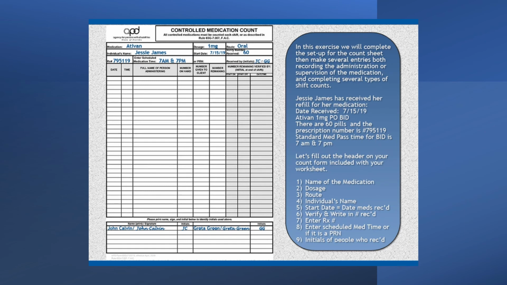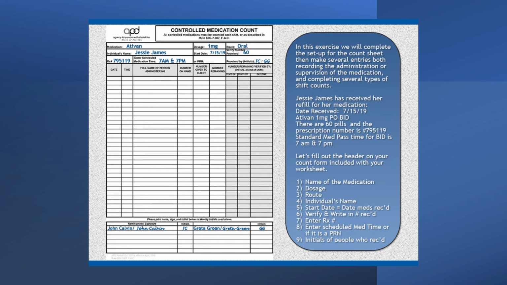In this exercise, we will complete the setup for the count sheet that makes several entries, both recording the administration or supervision of the medication and completing several types of shift counts. Jessie James has received her refill for her medication. Ativan 1 milligram PO BID. There are 60 pills and the prescription number is 795119. Standard med pass time for BID is 7 a.m.